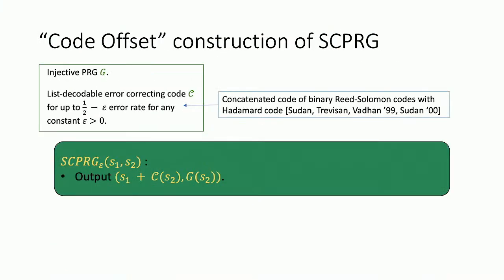Okay. Good. So let's talk about the code offset construction of the SC-PRG. You'll see these code offset constructions from the works of Benjamin Fuller on fuzzy point obfuscation, and similar works. You start with an injective PRG G and a list-decodable error-correcting code C for up to half minus epsilon error rate for any constant epsilon greater than 0. An example of this is concatenating a binary Reed-Solomon code with a Hadamard code. For this SC-PRG, think of a long part of the seed, S1, and a shorter part, S2. You output S1 plus C of S2, and then G of S2.